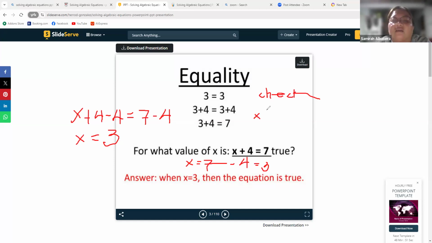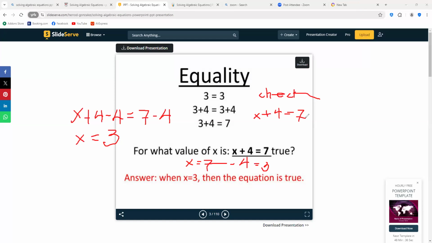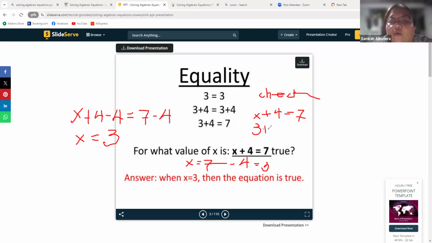x plus 4 is equals to 7. And then what is the value of x? Can you still remember the value of x? What is the value? 3. So 3 plus 4 is equals to 7.